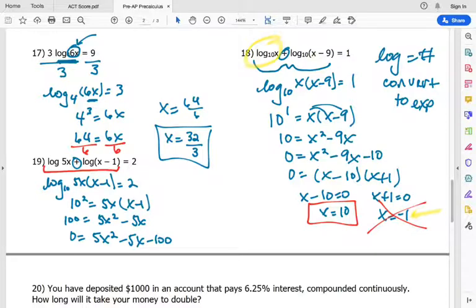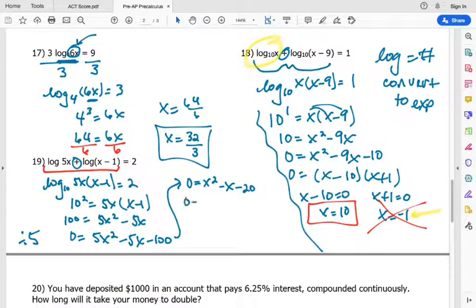Okay, I'm going to divide everything by 5 just to make this easier. As long as you have an equal sign, you're allowed to divide through by a number, as long as you divide every single term by that number. So that gives me 0. When I divide 0 by 5, it's 0, and then equals x squared minus x minus 20.